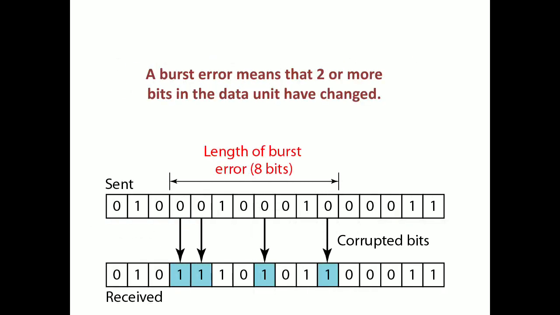The next type of error is burst error. A burst error means that 2 or more bits in the data unit have changed. As we see in the diagram, when the sender sends the information to the receiver, an error of length 8 bits occurs, like a 0 value changing to 1, and the middle 0 value also changing to 1. This leads to corrupted bits and results in an error.